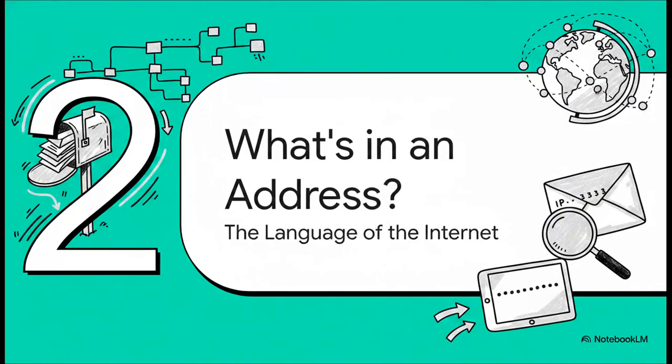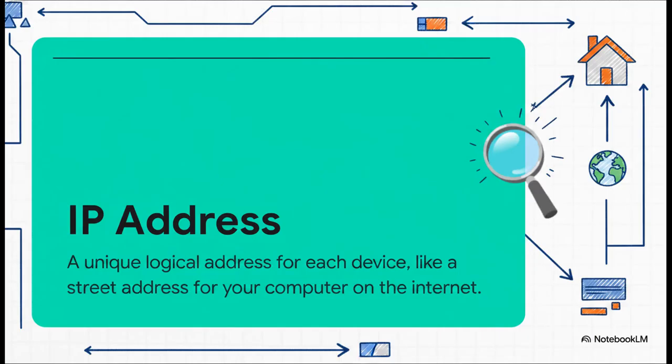Okay, so we've got our postal service and our delivery options, but none of that means anything without the single most important piece of information: the address. Just like a letter needs a street address, every single device on the internet needs a unique identifier. And that's where the Internet Protocol, or IP, comes in. An IP address is basically the universal language of location on the internet. It's a unique number assigned to your phone, your laptop, the server you're trying to reach. Everything. Without this digital home address for both the sender and the receiver, communication just flat out wouldn't be possible.